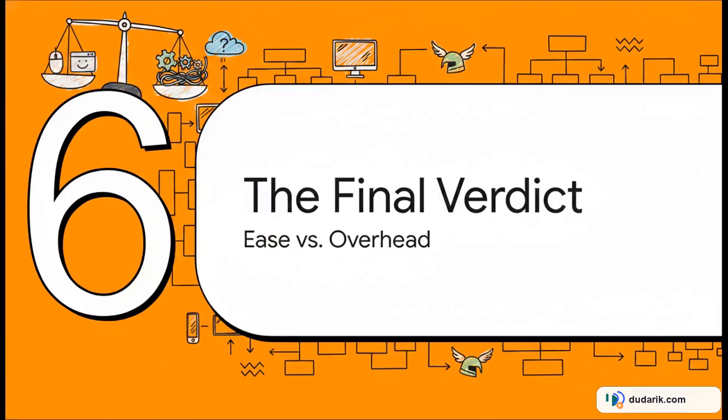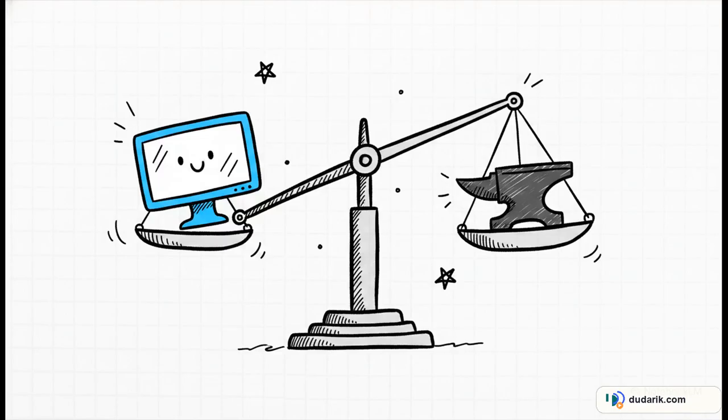Finally, Section 6, the final verdict. Ease versus overhead. So it's time to weigh the pros against the overhead. Here is your core takeaway. Hermes Desktop perfectly solves the friction of managing a command line AI agent. The quality of life improvements, like that visual skills hub or the easy multi-provider switching, they are massive.